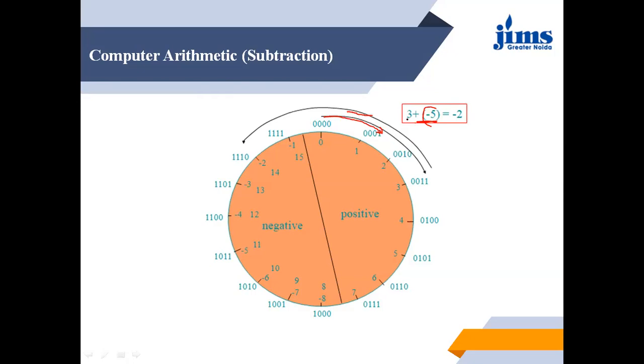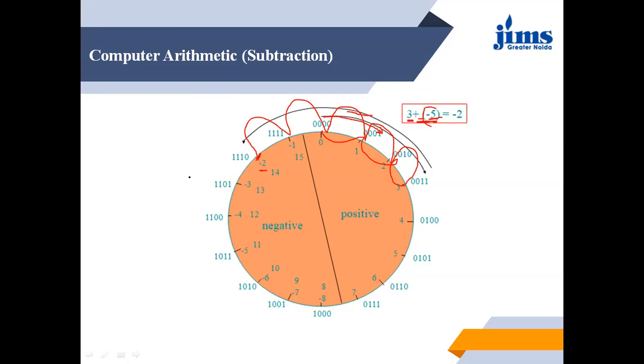So we have to approach 3 in the positive direction. So this is 0, this is 1, this is 2, and this is 3. Now as we have to add, but we have to add minus 5 instead of 5, so we will move 5 steps back: 1 step, 2 steps, 3 steps, 4 steps, and 5 steps. So this is minus 2.